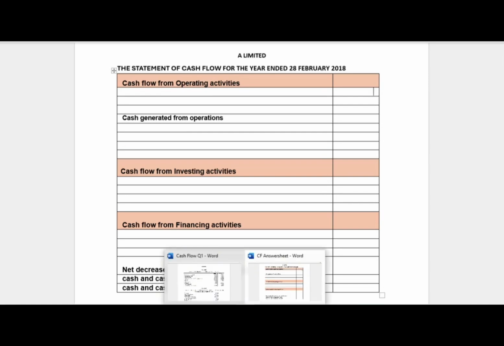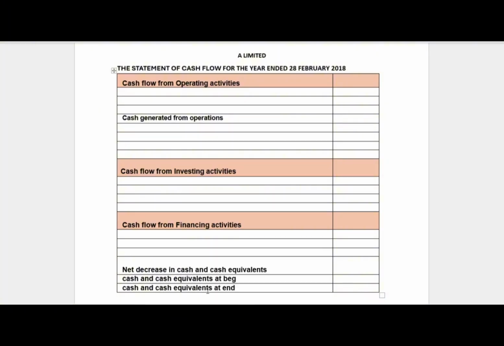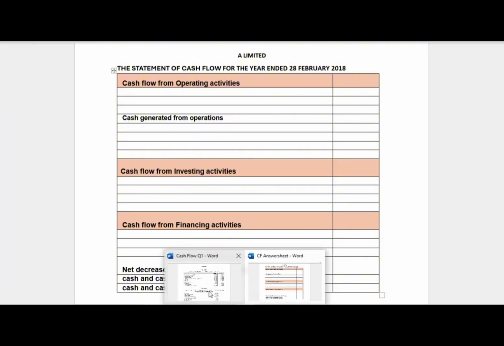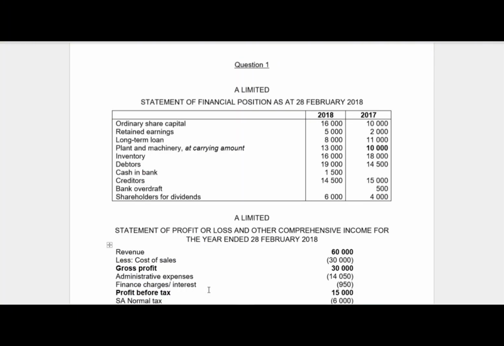Even in the exam, or in a test, you go through the question paper, you understand what is required of you, you get to understand what you need to calculate, what is missing, what you just have to copy and paste, and all of that. So let's go to the question paper quickly and see what information is provided about this cash flow.